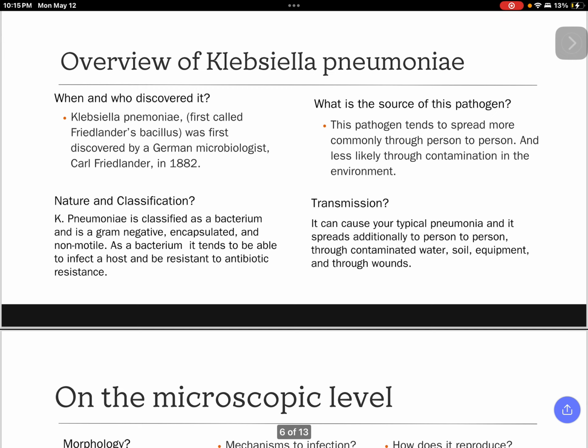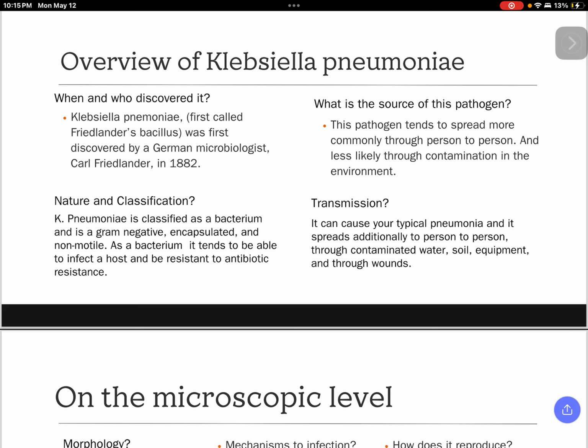Nature and classification. K. pneumoniae is classified as a bacterium and is gram-negative, encapsulated, and non-motile. This bacterium tends to be able to infect a host and is resistant to antibiotics. Anyways, what is the source of the pathogen?